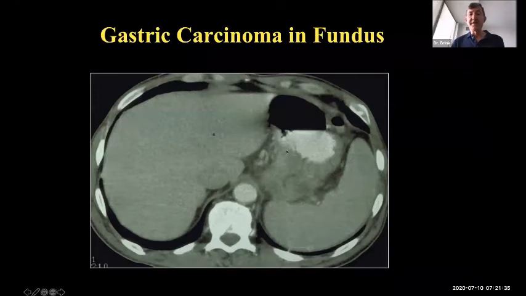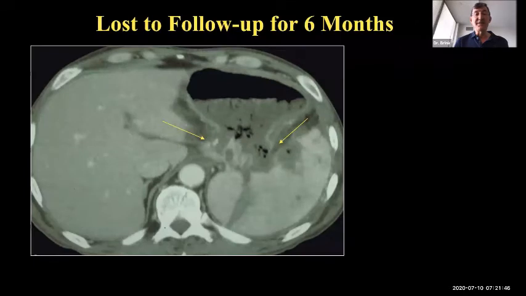Here's a patient who has a large mass in the fundus of the stomach. This is a patient with a gastric adenocarcinoma. The patient was lost to follow-up for 6 months and returned with the following scan. You can see that there's been extension of the tumor through the gastrosplenic ligament to the splenic hilum, where the tumor is now infiltrating and dissecting the spleen with tumor.